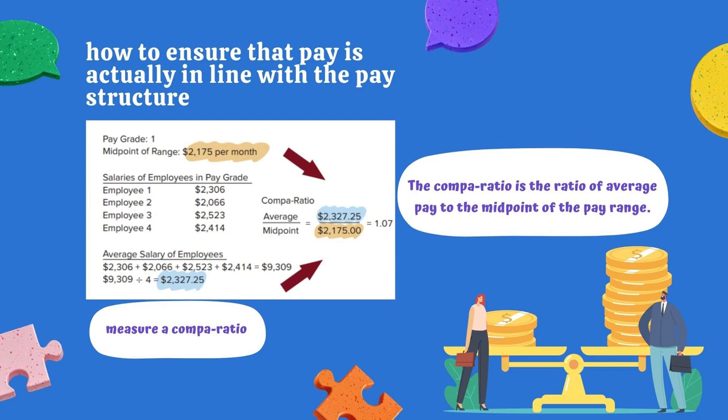A common way to do this is to measure a compare ratio, the ratio of average pay to the midpoint of the pay range. Assuming the organization has pay grades, the organization would find a compare ratio for each pay grade: the average paid to all employees in the pay grade divided by the midpoint for the pay grade. If the average equals the midpoint, the compare ratio is 1. More often, the compare ratio is somewhat above 1, meaning the average pay is above the midpoint for the pay grade, or below 1, meaning the average pay is below the midpoint.